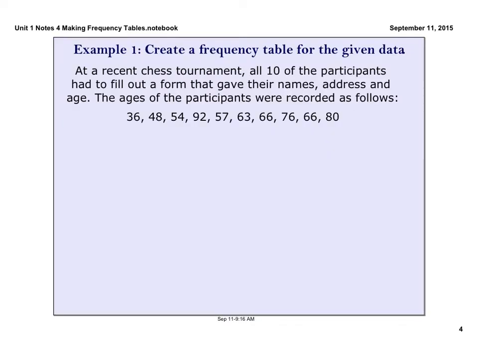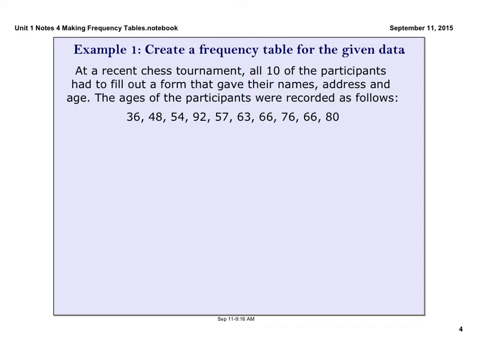So let's take a look at example 1. It says, at a recent chess tournament, all 10 of the participants had to fill out a form that gave their names, address, and ages. The ages of the participants were recorded as follows. So we have a list of ages there: 36, 48, 54, 92, 57, 63, 66, 76, 66, and 80.